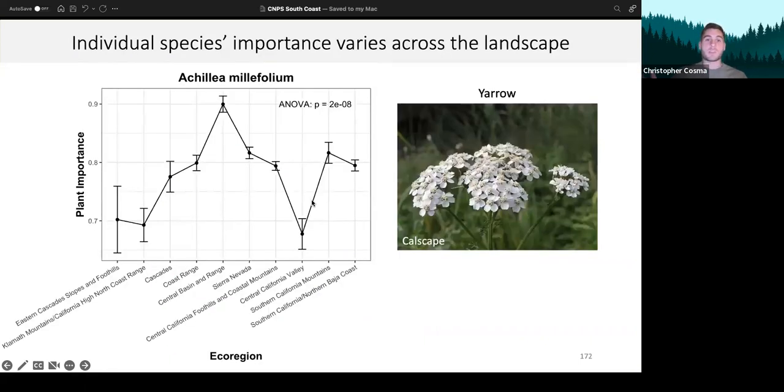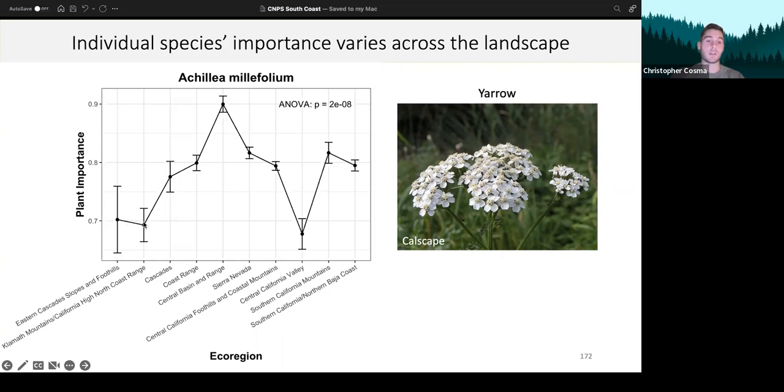Now, this all makes sense when we zoom in and look at how individual species vary in importance across the landscape. And so what I've done here is I've zoomed in on just one species, our yarrow, Achillea millefolium. And I'm showing here on the y-axis a metric of plant importance, which ranges from 0 to 1. And on the x-axis here, we just have our ecoregions. And this is roughly organized from north to south through California.